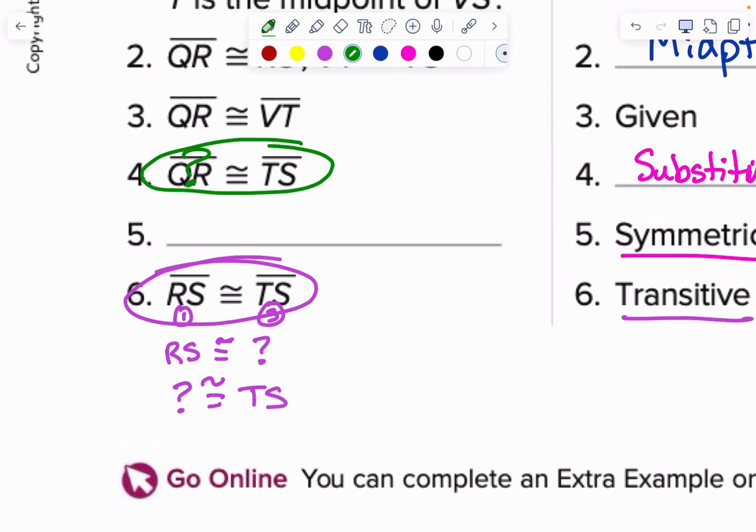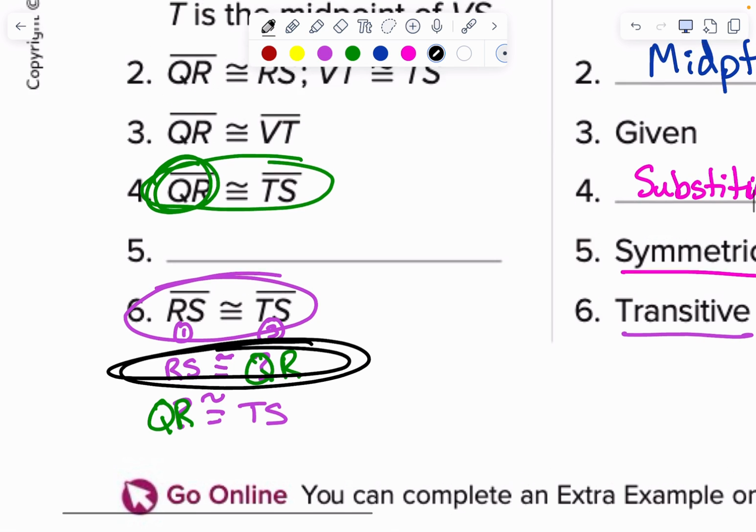So what's my question mark part? What is congruent? Or what is QR? QR is my question mark part, right? Do you see how that works? I have that QR is equal to TS, and I know TS has to be my last spot, so that must be my middle piece. So I need to state, this is the part that's missing right here.